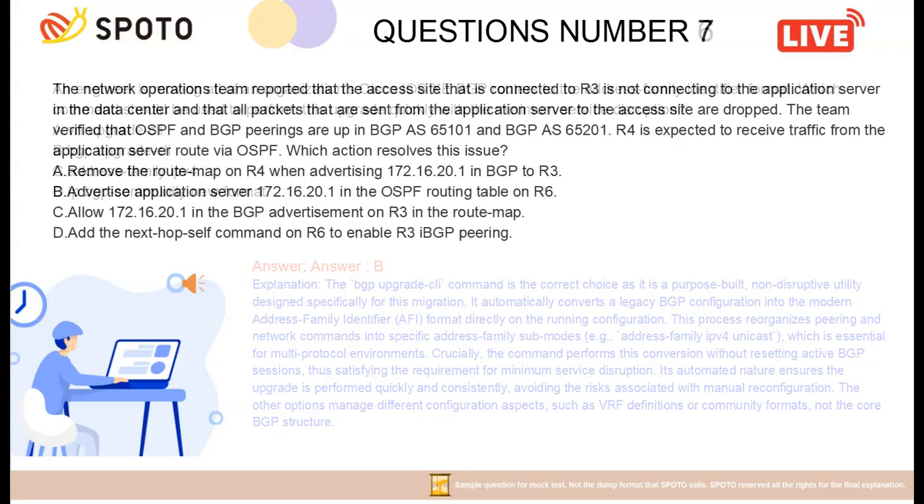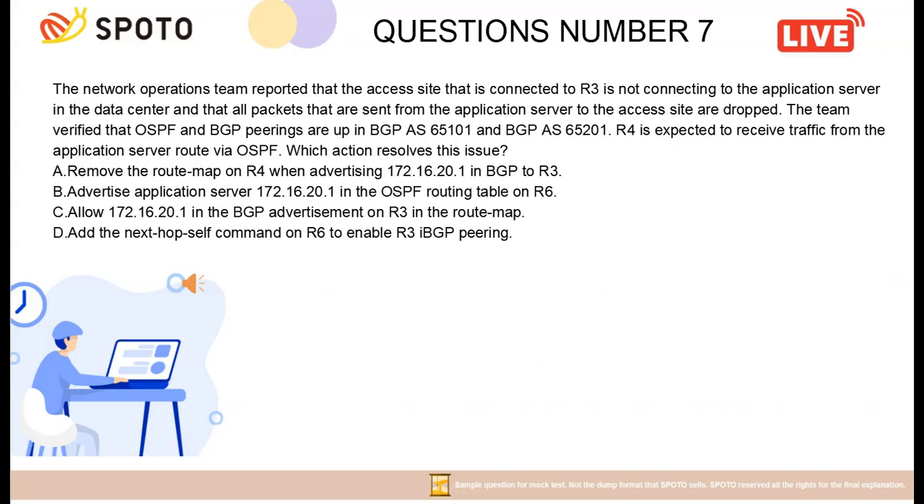Question 7. The network operations team reported that the access site that is connected to R3 is not connecting to the application server in the data center and that all packets that are sent from the application server to the access site are dropped. The team verified that OSPF and BGP peerings are up in BGP AS 65101 and BGP AS 65201. R4 is expected to receive traffic from the application server route via OSPF. Which action resolves this issue?